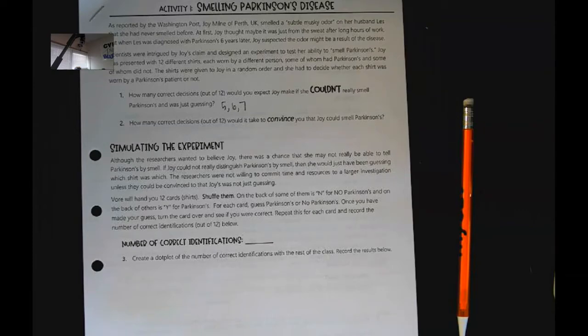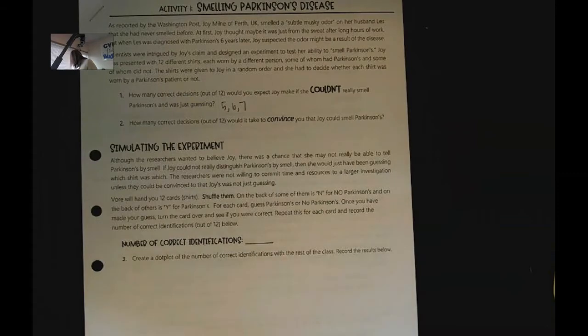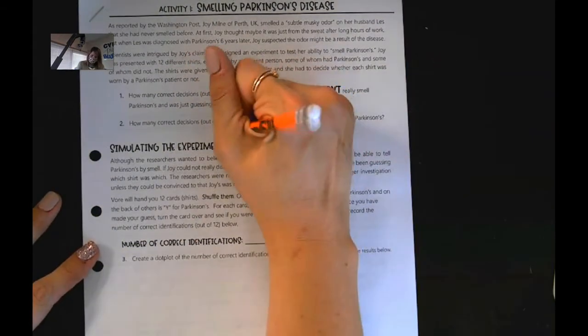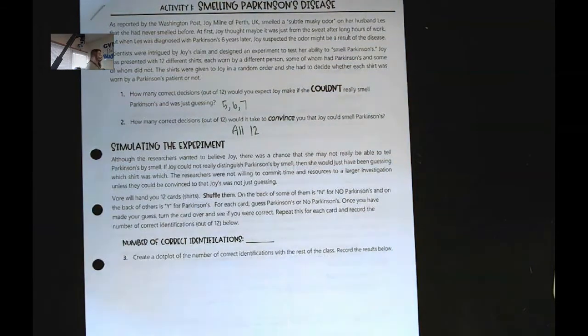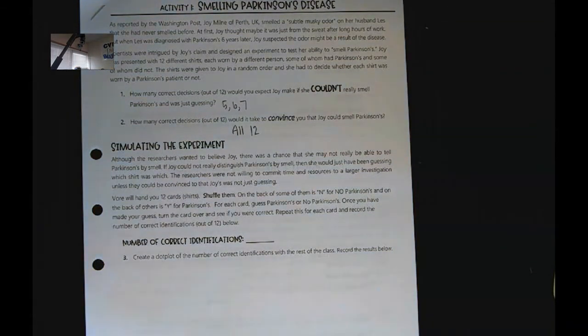Number 2, how many correct decisions out of 12 would it take to convince you that Joy could smell Parkinson's? So for you personally, how many would she need to get right for you to go, yeah, I believe her. She's telling the truth. She can smell it. So write down your number. For me personally, I'm saying that's all 12. In order to convince me, I'm thinking she would need to guess all of them. Maybe 11. Maybe I would be convinced on 11.